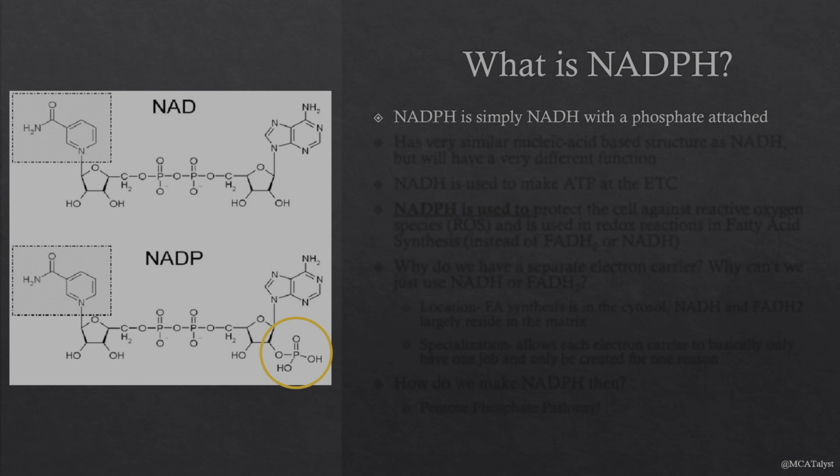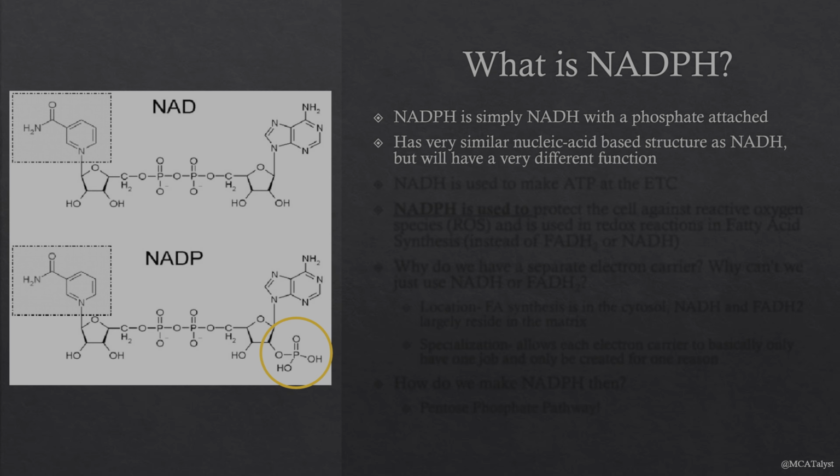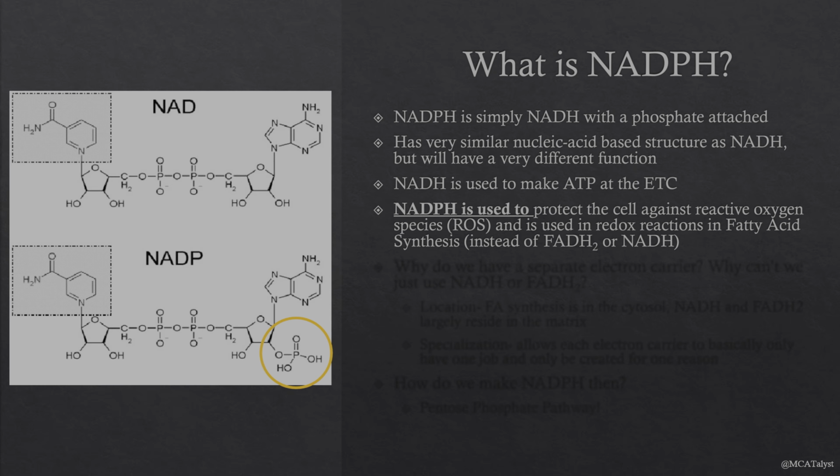So NADPH is simply going to be NADH with a phosphate attached. So it's going to have a very similar nucleic acid-based structure as NADH, but it's going to have a dramatically different function. They look similar, but they're not going to behave similarly. NADH is specifically going to be used to make ATP at the electron transport chain. That's its job. NADPH, however, is going to be used for 2 different main things.